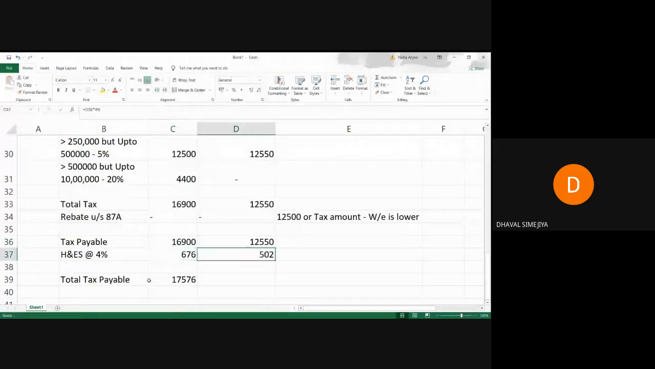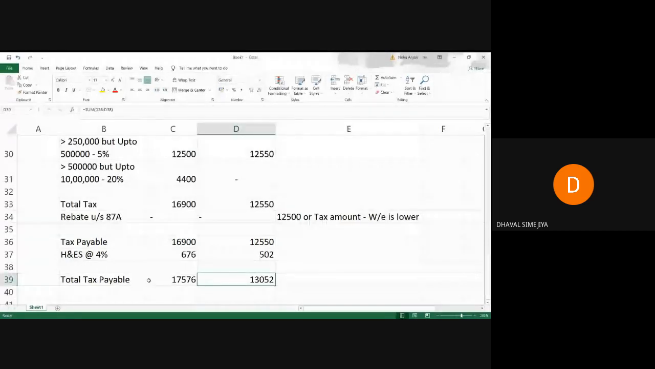Similarly, here it is 502. So it will be 13,052 rupees. Are you getting my point? Is it clear now? Okay. It will be for all. But surcharge is for those whose total income exceeds 50 lakh rupees. Done?